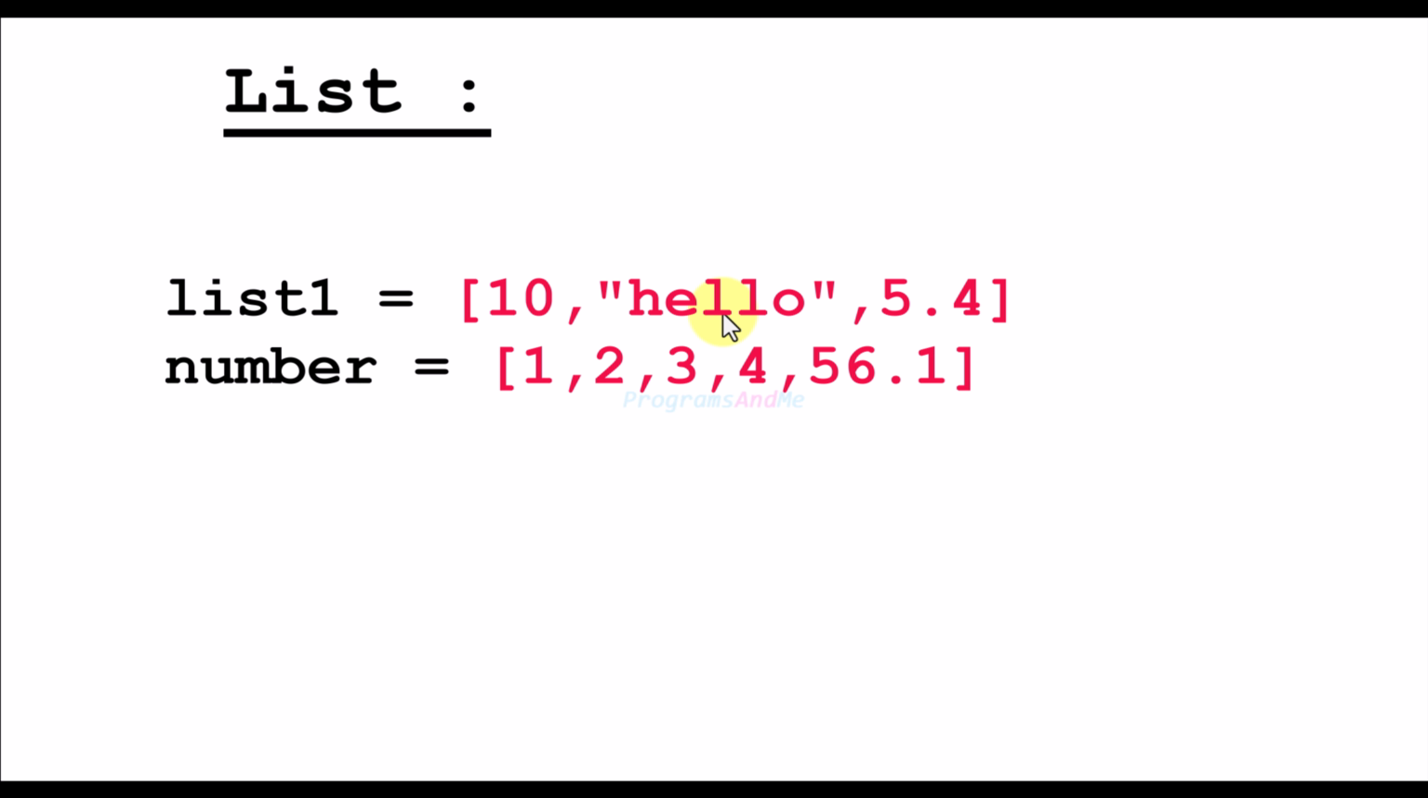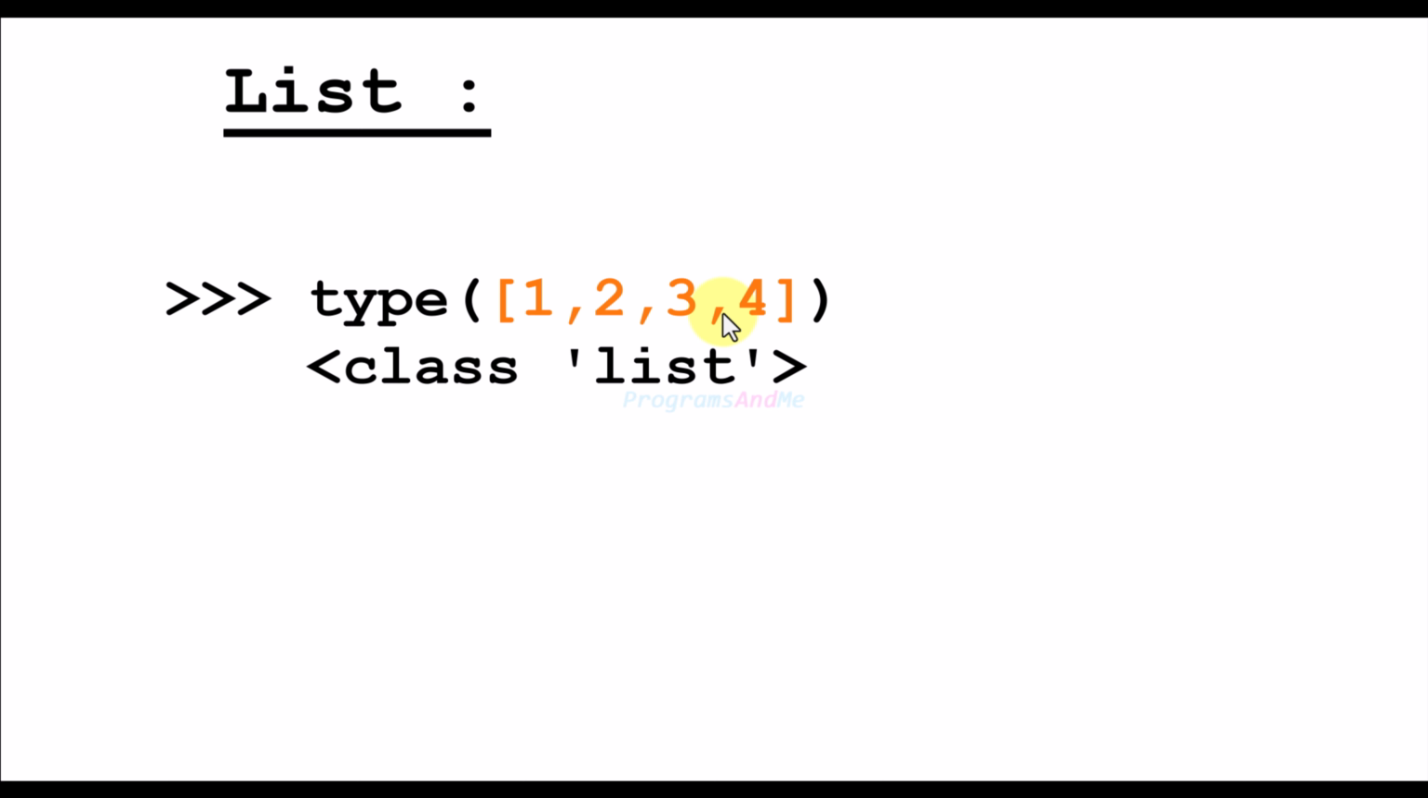In Python, list size depends on the base memory for the list object itself and the number of items it holds. When we use the type function on a list, we'll get list class. We'll cover lists in more detail in one of the upcoming tutorials. Okay, for now, this is about the list data type.